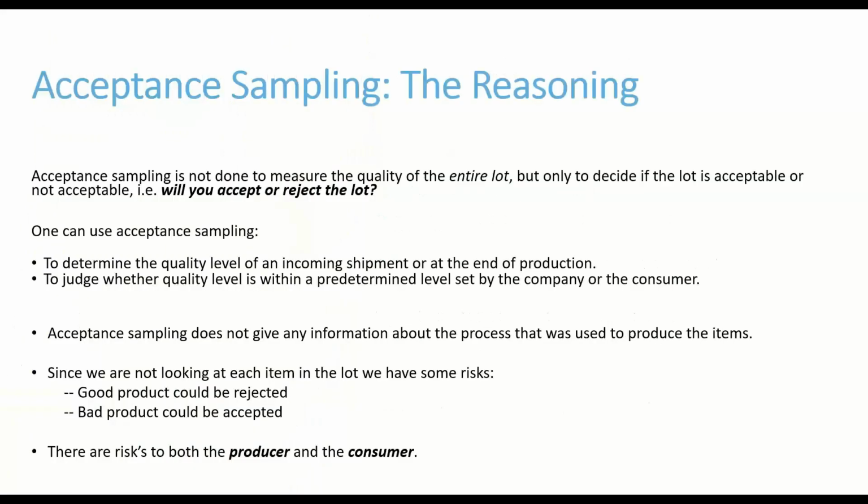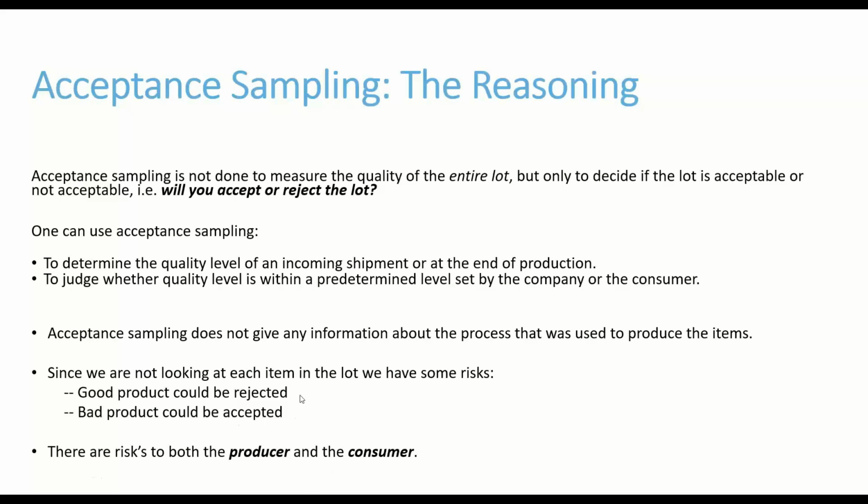Okay, so here's some reasoning. As I was saying, it's not done to measure the quality of the entire lot, but only to decide if that lot is acceptable or not. So basically, you're going to accept or reject the whole lot of product based on what you find from your sampling. Okay, so we can use it to determine a quality level of an incoming shipment. We can use it to judge whether the quality levels are within a predetermined level set by the company, the manufacturer, the producer, or the consumer, the end users who are receiving the product. It doesn't give any information about the process that was used to produce the items.